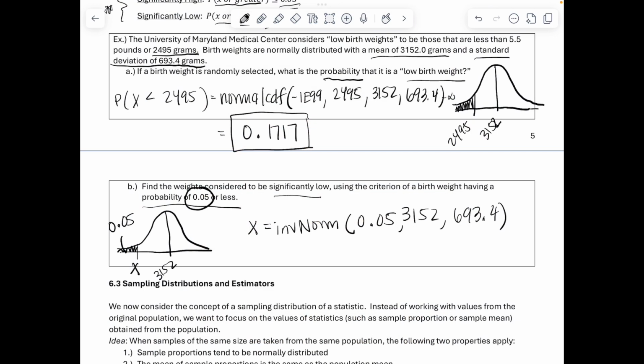From the graphing calculator, we get a weight of 2,011.46 grams. That or less is significantly low. It could also be smaller than this weight or less.